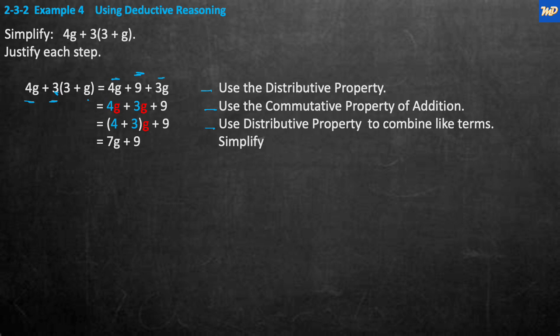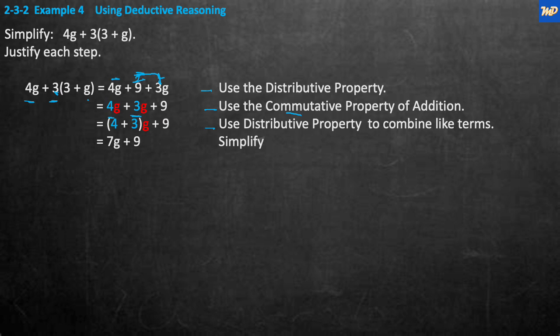Okay? Then once you've done that, now we can use the commutative property to move the numbers around. What we did is we moved the 3g next to the 4g by swapping the 3g and the 9 so that we could change the order. We're using the commutative property of addition. And then now we have the distributive property working in reverse. This g is multiplied by 4 in one of these terms and 3 in the other term. Okay, so we can factor this g out.